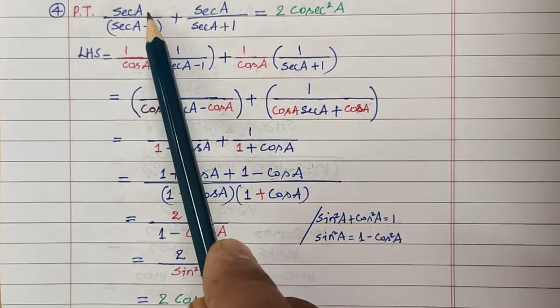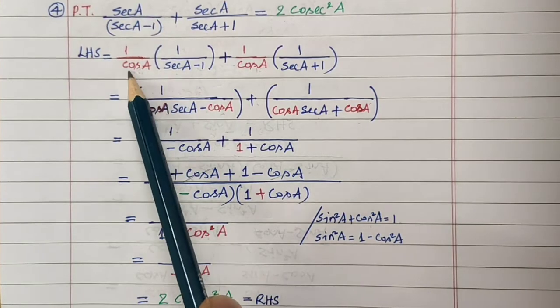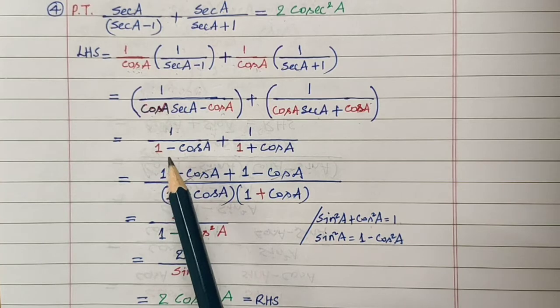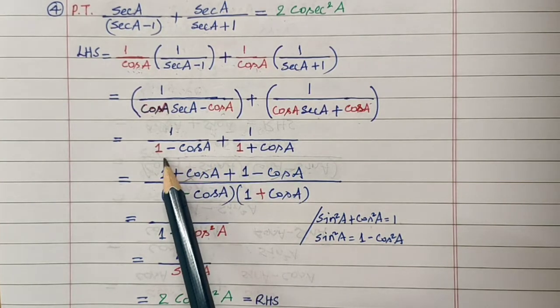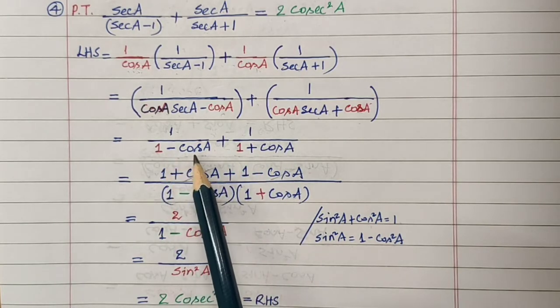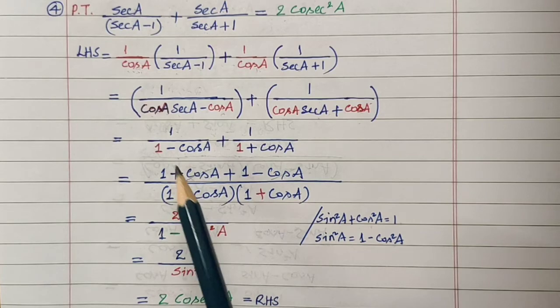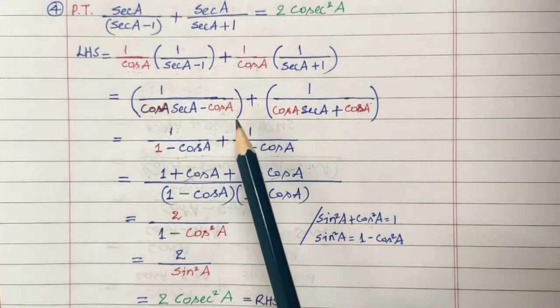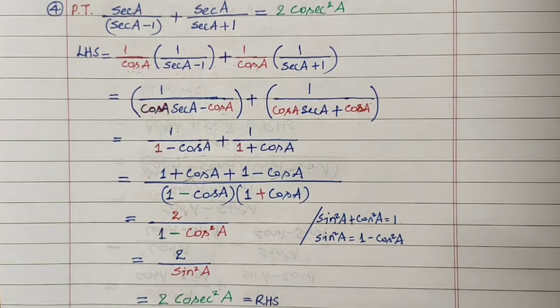Secant can be eliminated in the numerator by writing them as 1 by cos A and 1 by cos A and getting in. Once we get it, we got this 1 minus cos A and 1 plus cos A. As soon as you see this, if you take the LCM of these two, you know that it can be written as 1 minus cos square A. We know that 1 minus cos square A is sine square A. So we got the answer which is required.